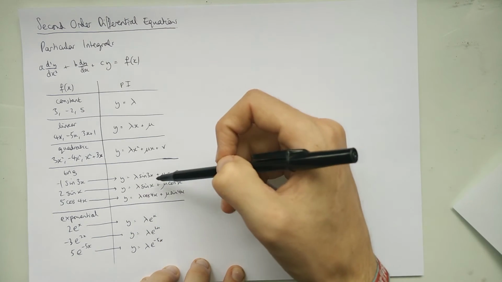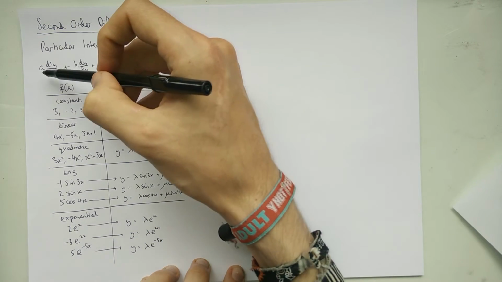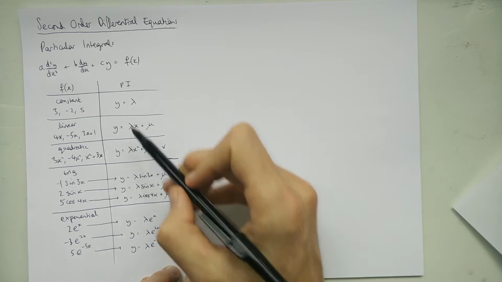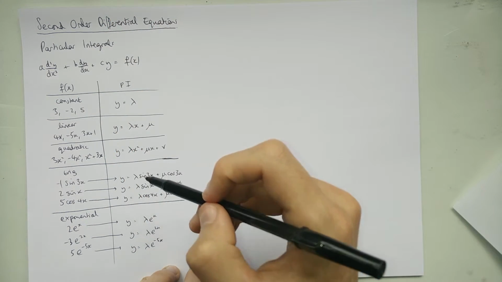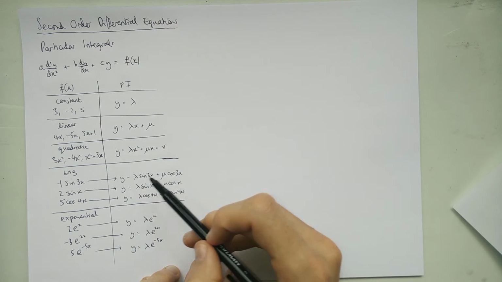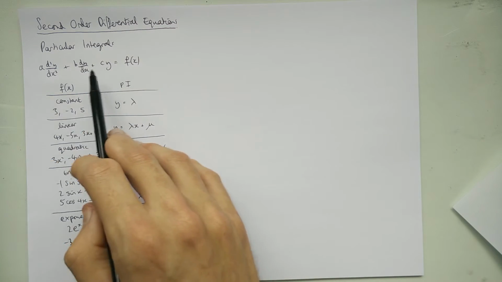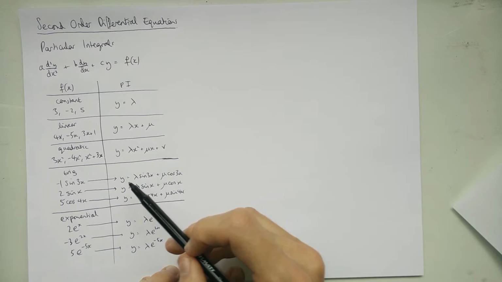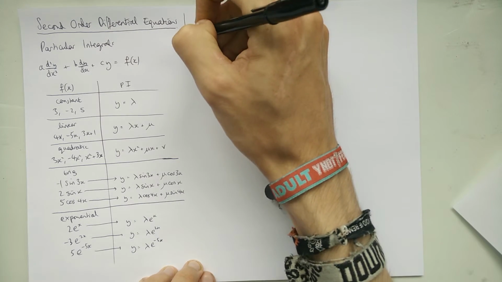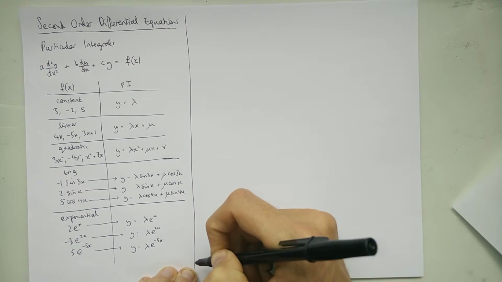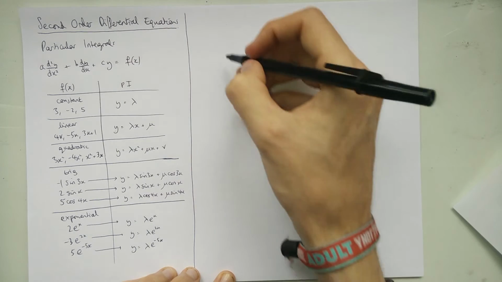In a minute we're going to start differentiating these things and plugging them in here. And because when you differentiate sine you get cos, and when you differentiate cos you get sine, we need to include both of these things here to give us enough freedom to be able to pick a lambda and mu that work. But rather than me try to say it all very vaguely, let's do an example and see if that helps.